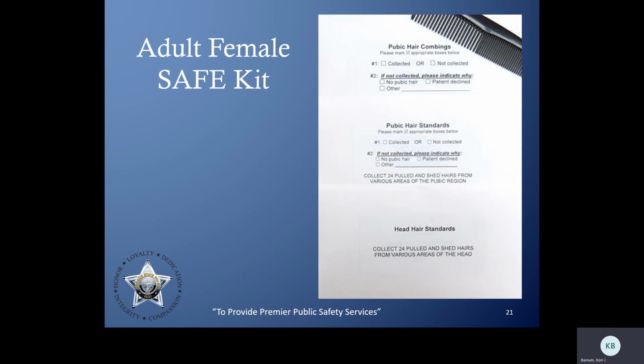If you do not collect any hair standards or combings, do not put the envelopes in the kit. We do not need empty envelopes. Only include them if you collect evidence.